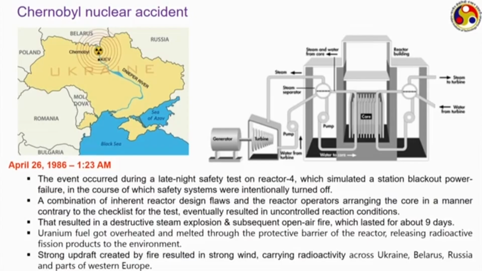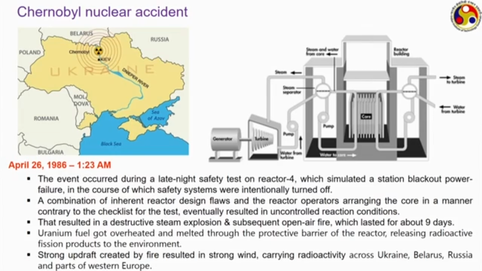And as the fission products were emitted from the plant by the melted uranium fuel, they were carried by strong air to all the neighboring areas, particularly most parts of Ukraine and Belarus, the present Russia, and even some parts of Western Europe. This picture shows some of the affected areas.